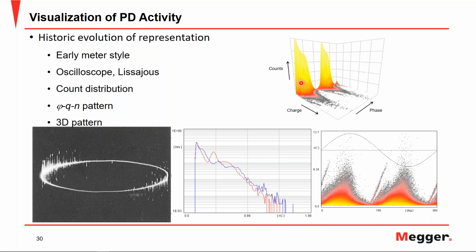And if you look at this three-dimensional plot, it's a little bit more difficult to determine that. So I personally prefer to use the phase resolved partial discharge patterns here.